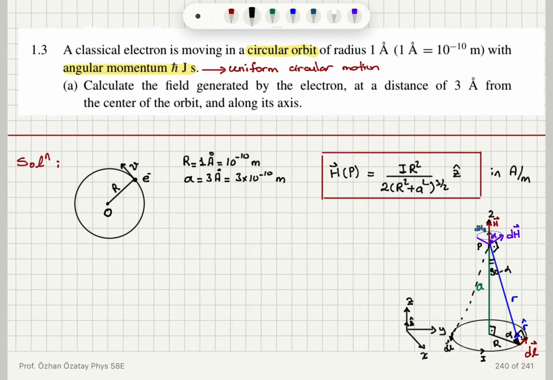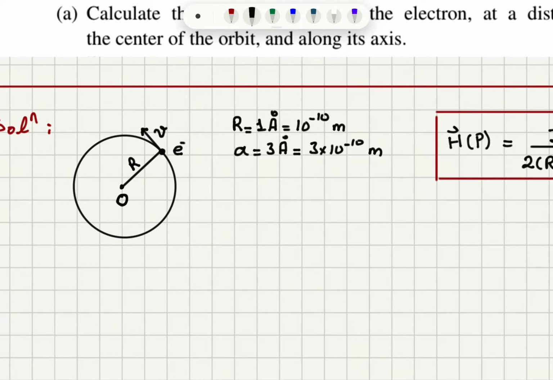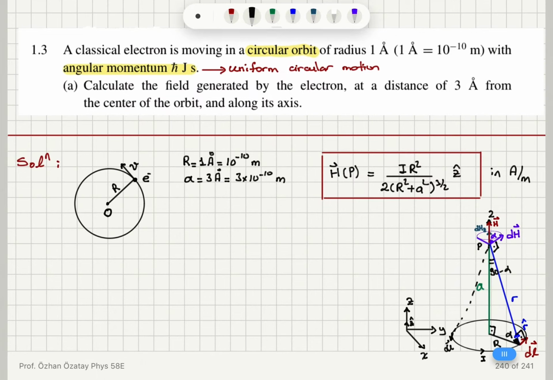So if I consider the uniform circular motion of an electron with radius capital R and tangential speed v, we can see that this capital R here is 1 angstrom, 10 to minus 10 meters, and we're looking for the magnetic field at a distance 3 angstroms from the center. And I recall from the previous problem that the magnetic field at a general point P at a distance a from the center of a circular coil is given by this expression.